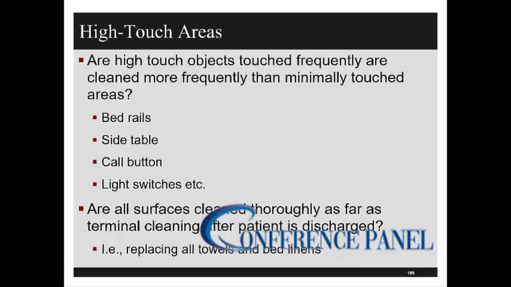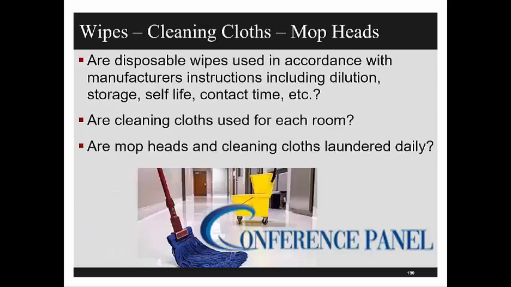Bed rails, call button, even a light switch. Are those surfaces cleaned thoroughly for terminal cleaning if the patient goes home? In short, all of that linen, the towels, the bed linens, blankets, they all come out of there. Pillow covers, they come off. And are they properly cleaned?